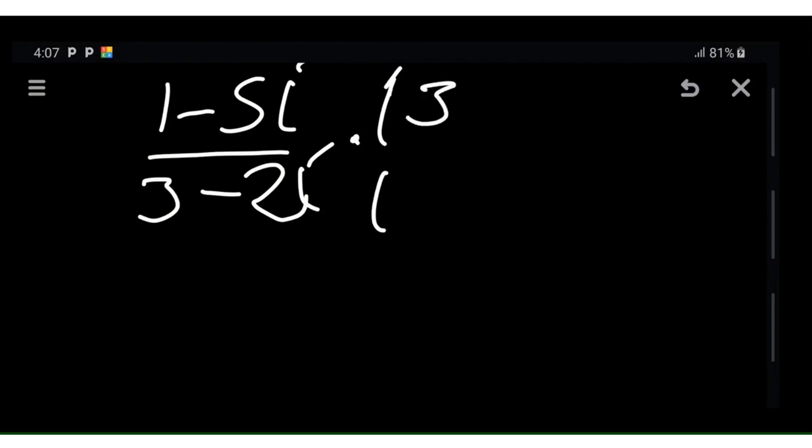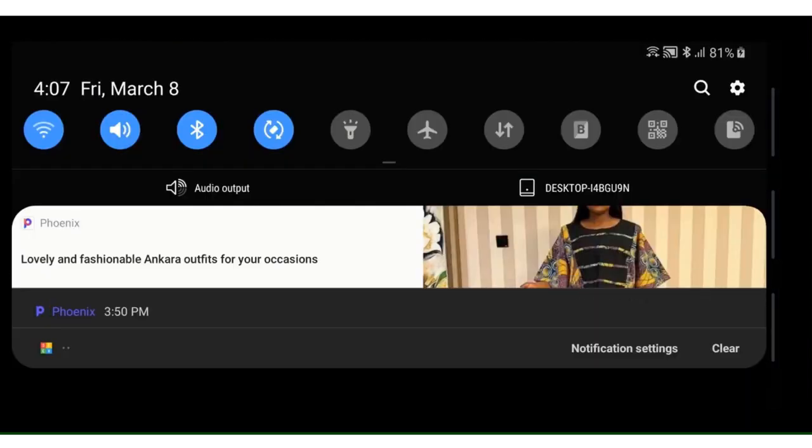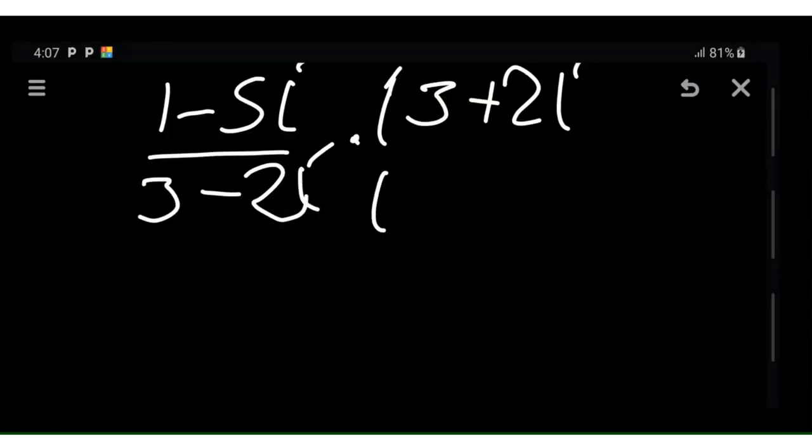So we have 3 plus 2i. To rationalize the denominator, you multiply the numerator and the denominator by the conjugate of the denominator, where you change the sign. If it was plus, you put a minus. If it was a minus, you put a plus. So this is what I'm doing here.